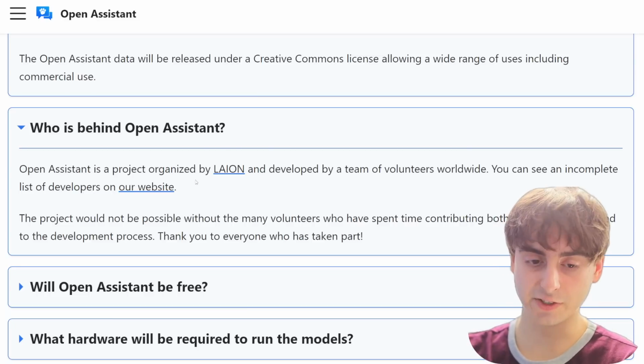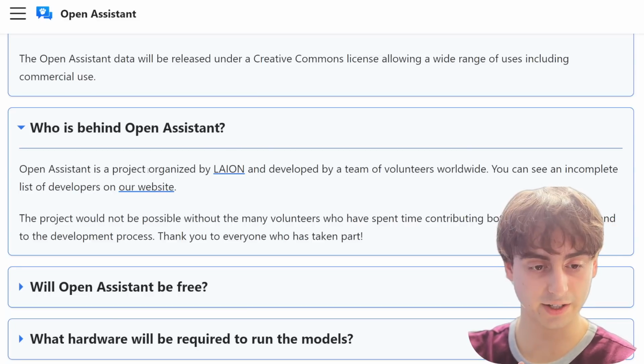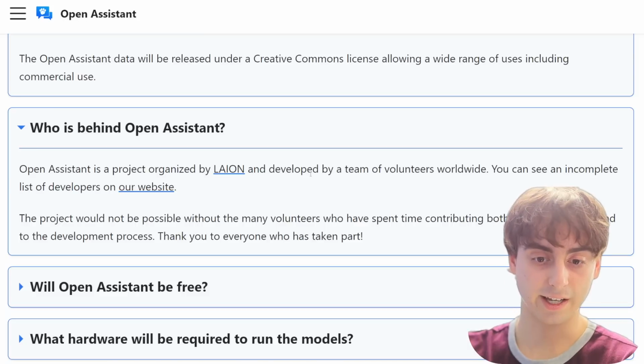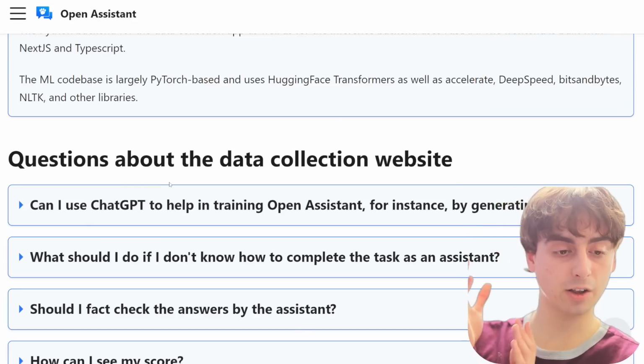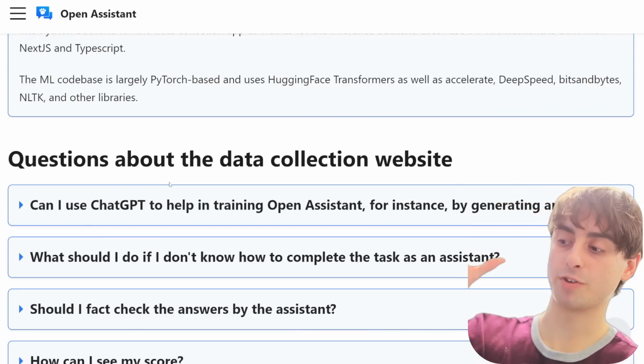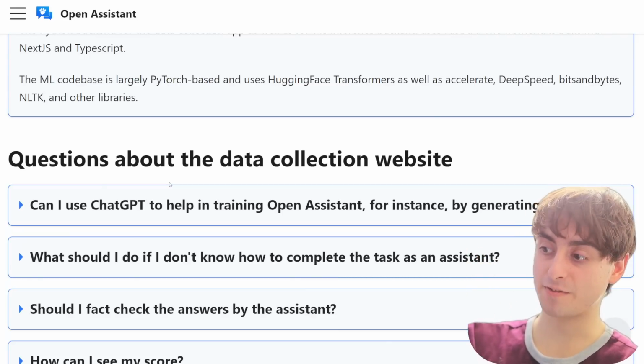So it's also really nice to see that we have a familiar face that is organizing this. It's organized by Leon, and it's pretty much just developed by volunteers. Guys, when we get to the data collection part of this, I'm going to go over this FAQ as well, because I think it's very, very important.